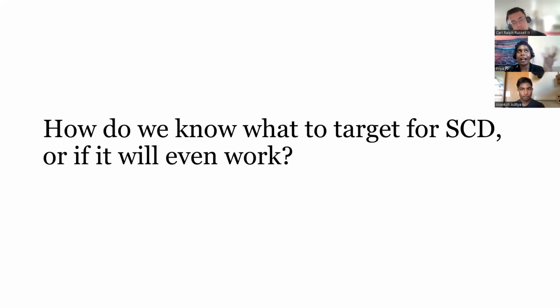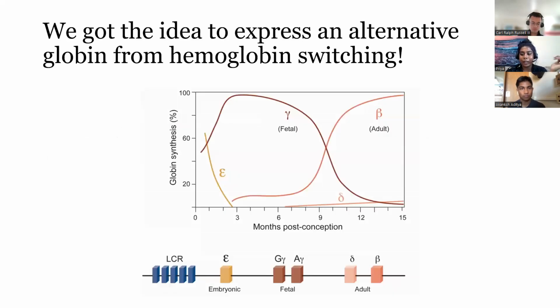Okay, so we have this technology, right? So how do we know what to target for sickle cell disease? And how do we know it'll even work? This is where there's a cool story about fetal hemoglobin, which I mentioned earlier. The standard of care is hydroxyurea, and the way it works is it increases expression of fetal hemoglobin. So why does it work? Why does fetal hemoglobin matter here?